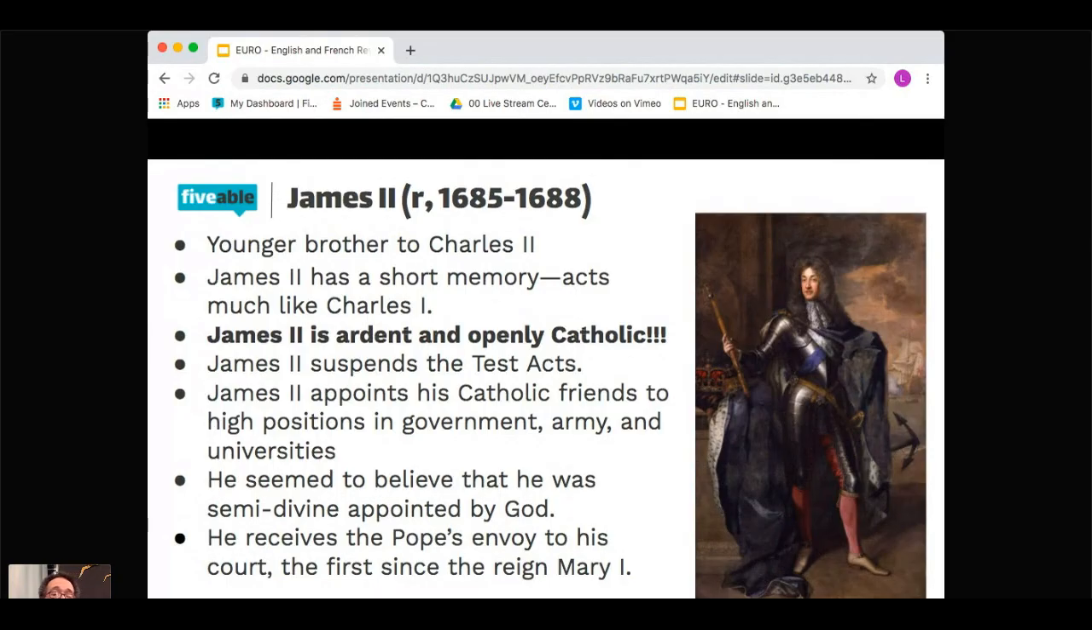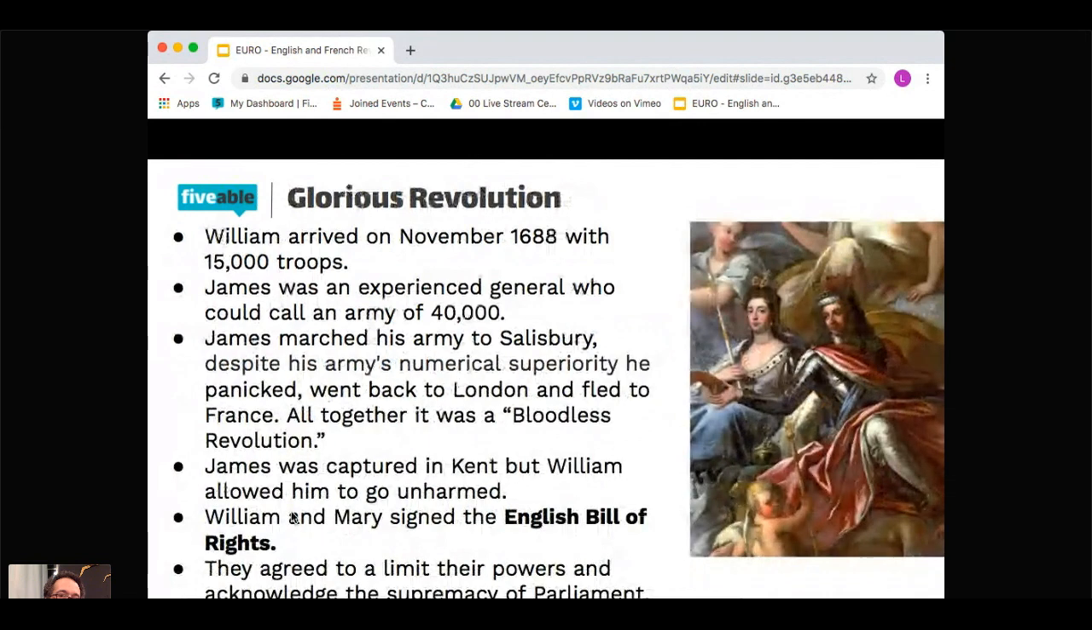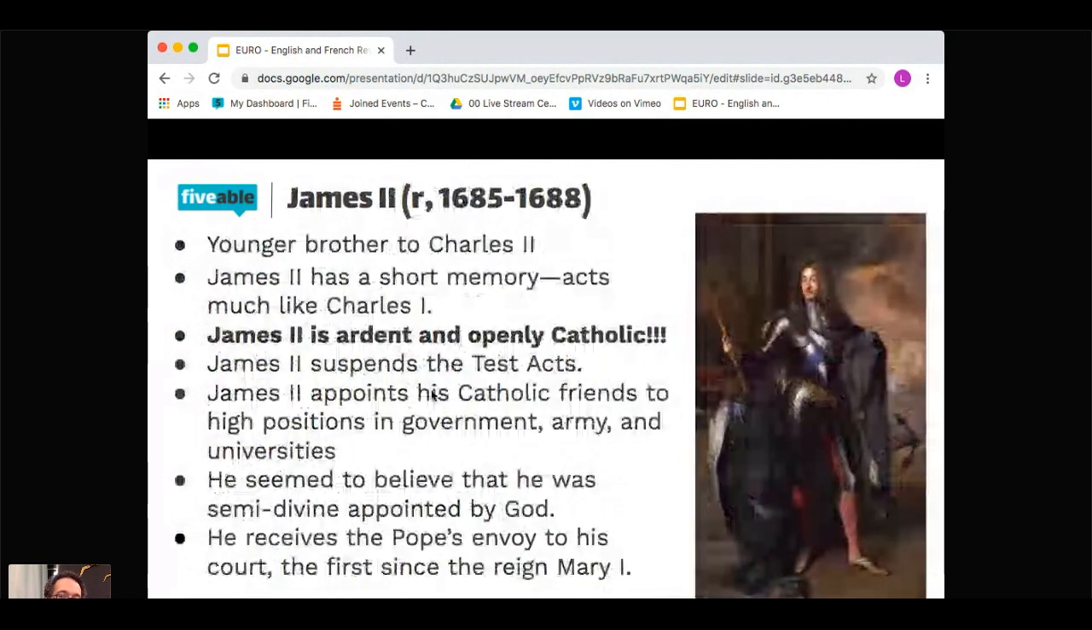Also, he's accepting the Pope and the envoy of a Pope to come back to England. So this is for the first time since the days of Mary, Bloody Mary, famous Mary, that you have an envoy from the Catholic Church back in England. So all of this is happening together at the same time. So the question is what to do with James with all of these shenanigans.